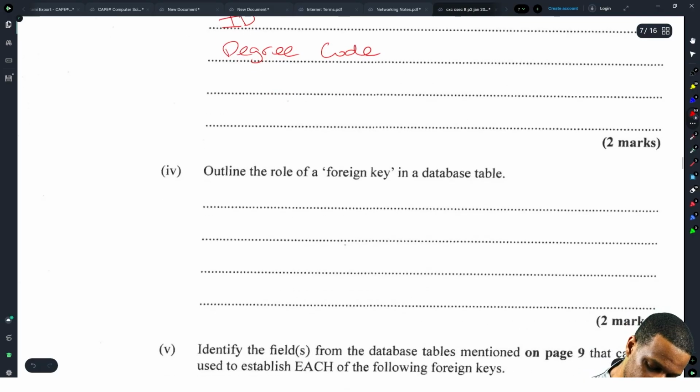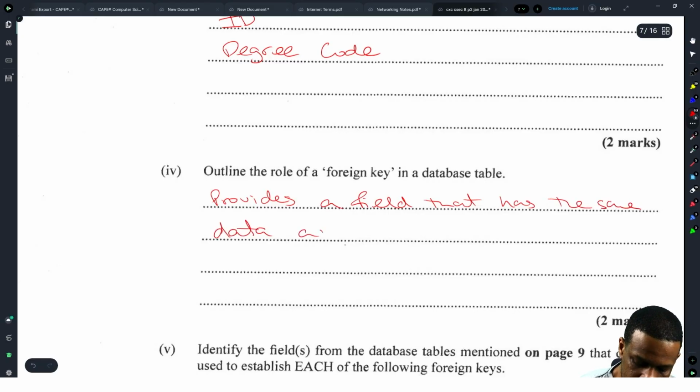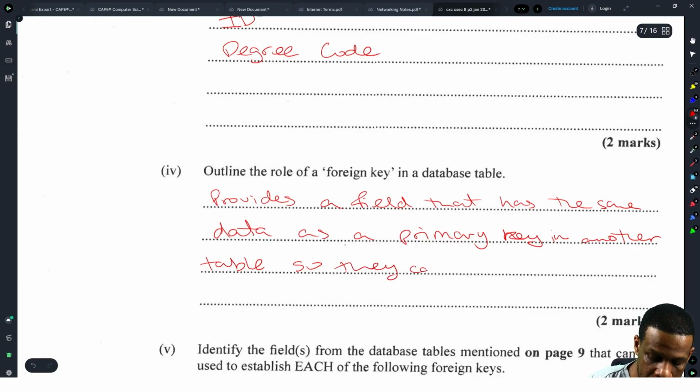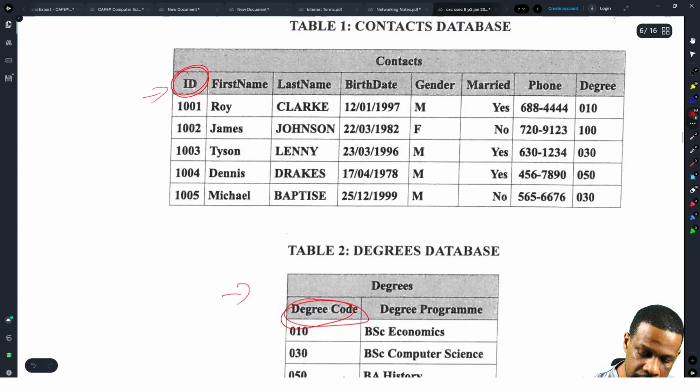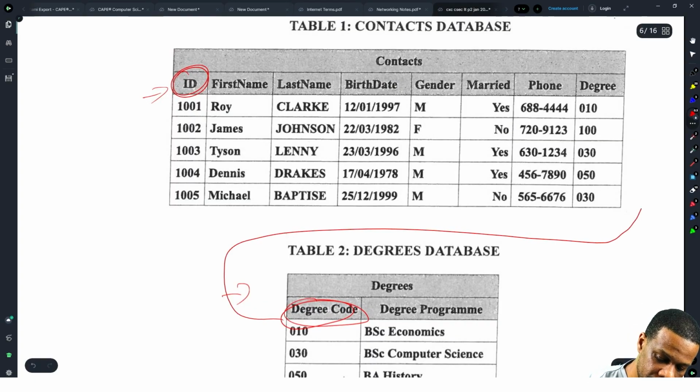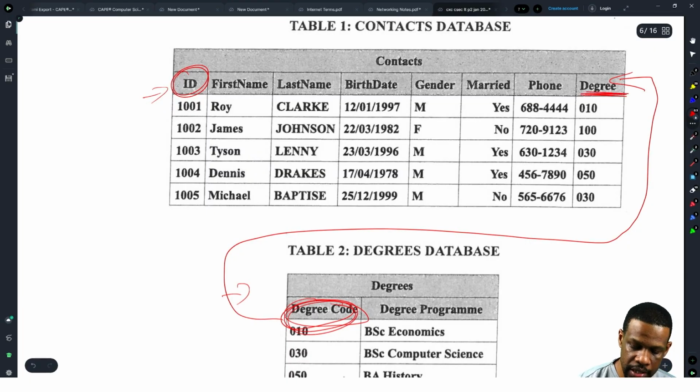Outline the role of the foreign key in the database table. Alright, the foreign key provides a field that has the same data as a primary key in another table so they can have a relationship. Let's see if I can explain that real quickly. The primary key here is degree code. So degree code will relate to this field here called degree. So the primary key is degree code and the foreign key will be degree on this side. So that means these 2 tables could relate to each other. So you could check a child's name and see which degree they match up to, based on the number that they have inside here. So that's what primary keys and foreign keys are for.